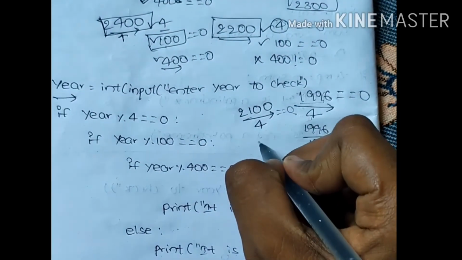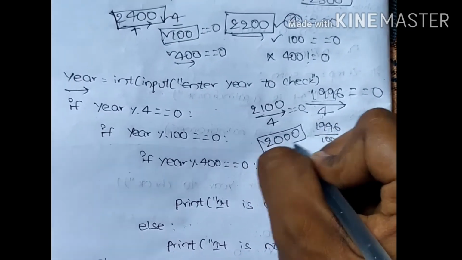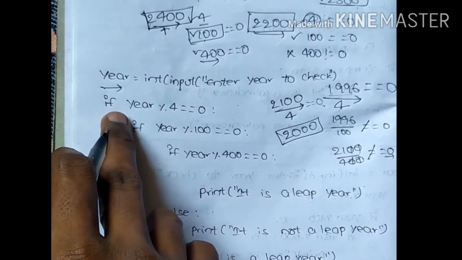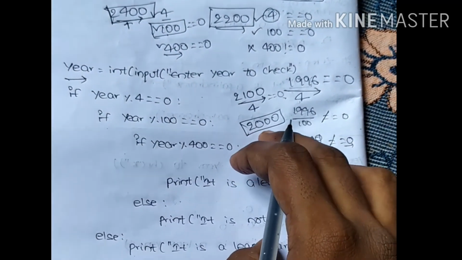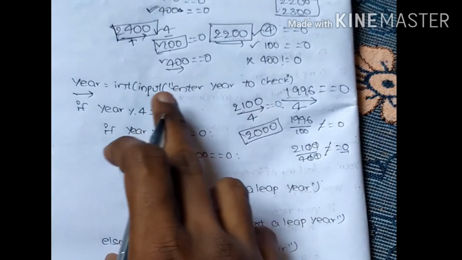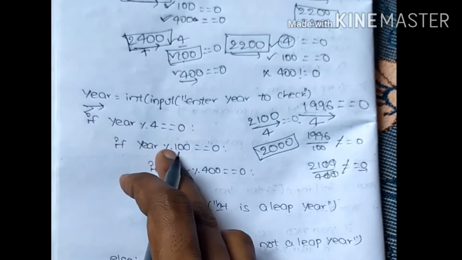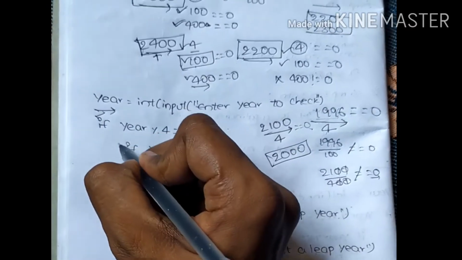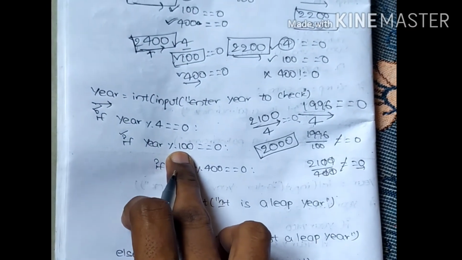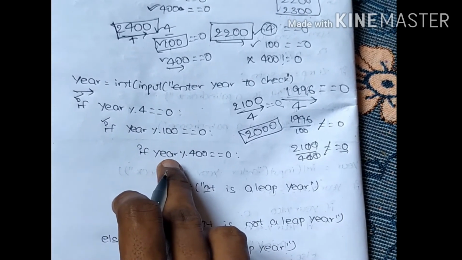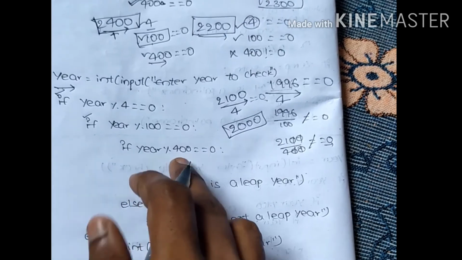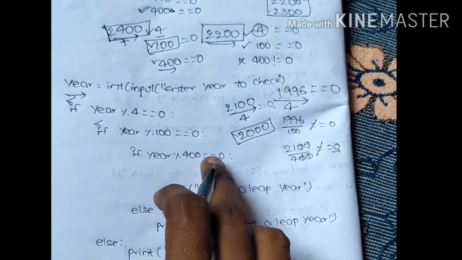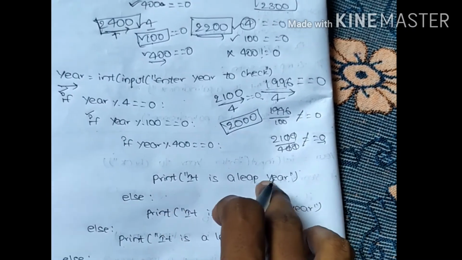If we consider 2000, it goes to the first condition: if the year is divisible by 4. Yes, 2000 is divisible by 4 and we get the remainder equal to 0. The first condition is satisfied. Next it goes to the second condition: if the year is divisible by 100. Yes, we get the remainder equal to 0. If this condition is satisfied, then we need to check whether the year is divisible by 400 or not. Here 2000 is divisible by 400, yes, the remainder is 0. Then it prints it is a leap year.